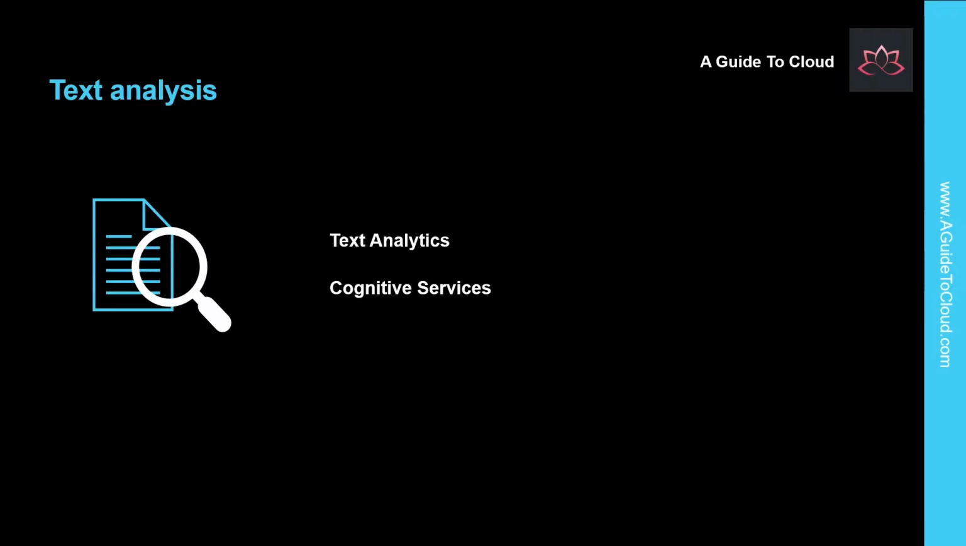The text analysis service is part of the Azure Cognitive Service offering that can perform advanced natural language processing over raw text. To use the text analytics service in an application, you must provision an appropriate resource in your Azure subscription. Then you can either choose a text analysis or a cognitive services resource.